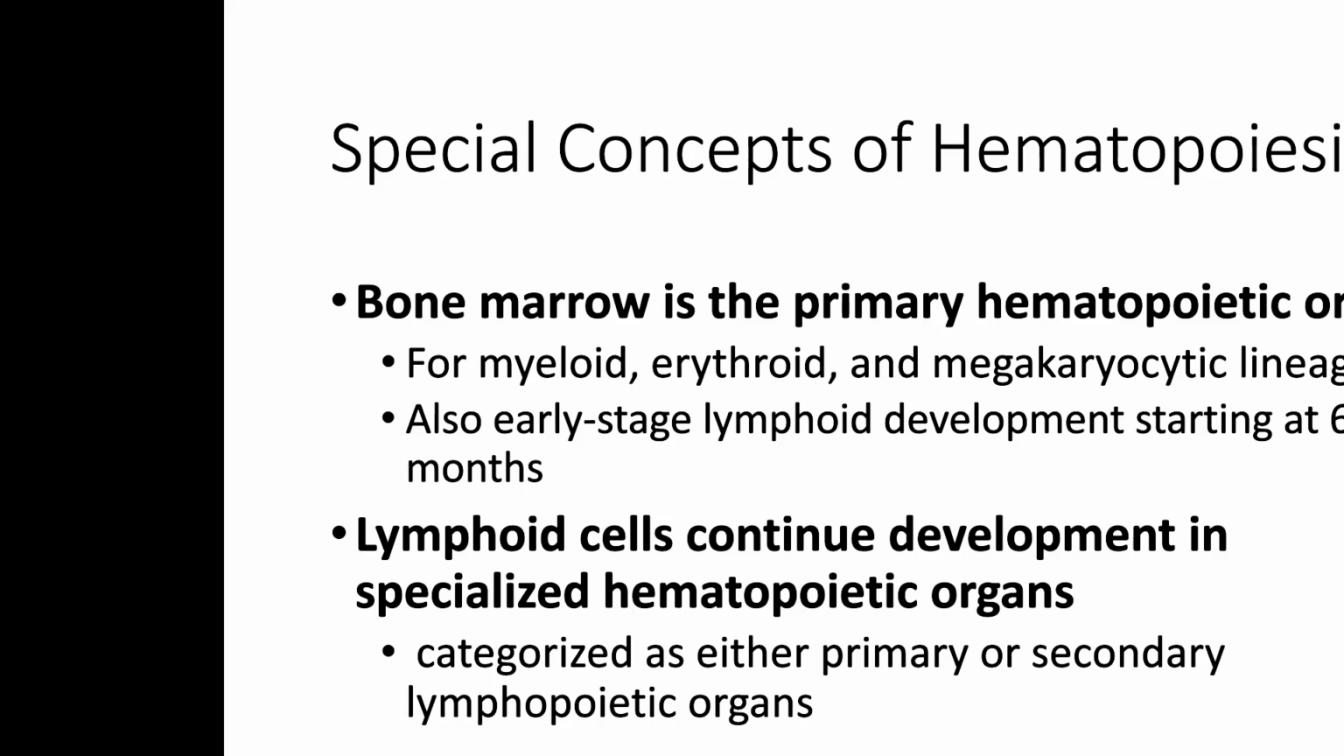This is where all your blood cells are going to be developed, as well as your early stage lymphoid development. Lymphoid cells get to be a little different. Instead of just completing their maturation process in the bone marrow, they will continue to develop in other specialized hematopoietic organs. Based on where they develop, the organ will be categorized as either primary or secondary.